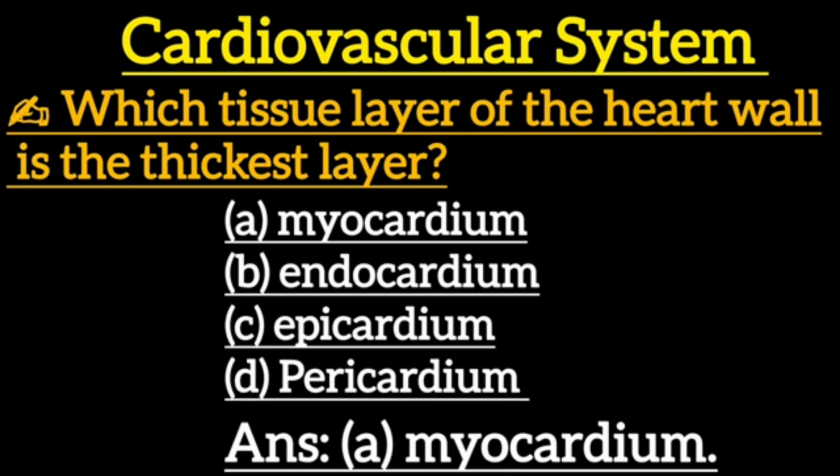Next one is, which tissue layer of the heart wall is the thickest layer? Option A, myocardium. Option B, endocardium. Option C, epicardium. Option D, pericardium. Correct answer is option A, myocardium.